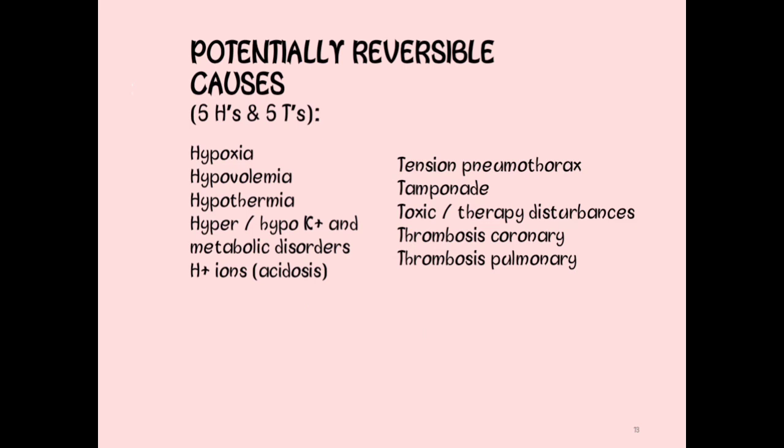Now, the 5 H's and the 5 T's is a mnemonic used to help in the recall of major and reversible contributing factors to pulseless arrest. The 5 H's are hypoxia, hypovolemia, hypothermia, hyperkalemia or hypokalemia, and metabolic disorders, hydrogen ions, that is acidosis. In the 5 T's, we have tension pneumothorax, tamponade, toxic therapy, disturbances, thrombosis coronary, and thrombosis pulmonary.